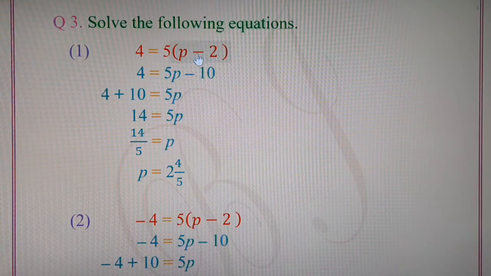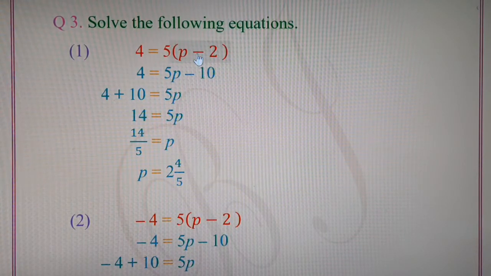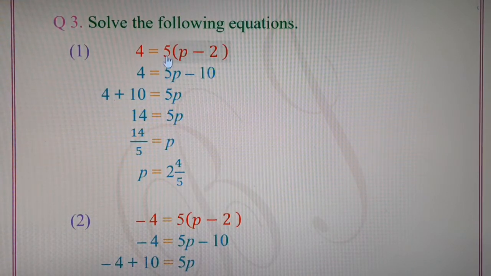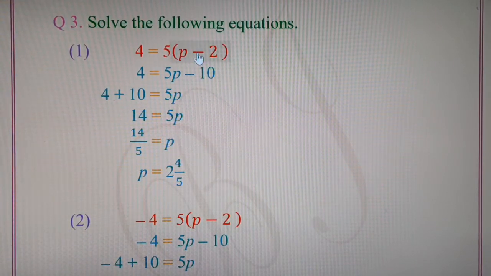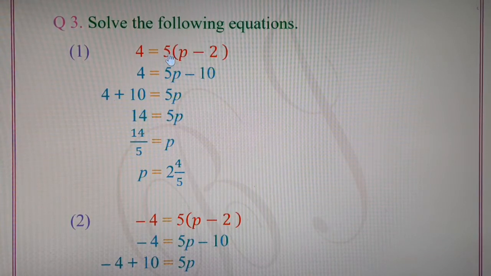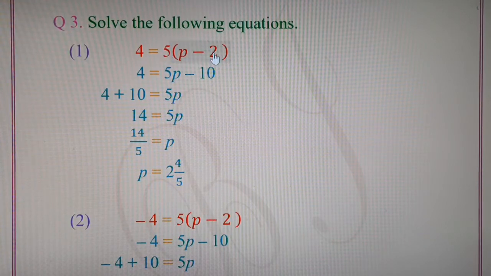Now this we have already learned when we were learning the properties such as commutative property, associative property and distributive property. So here we are using the distributive property where the multiplication is distributed over addition or subtraction. Since here subtraction is there, we are distributing 5. 5 is multiplied with p also and 5 is multiplied with 2 also, and both of them are then subtracted.